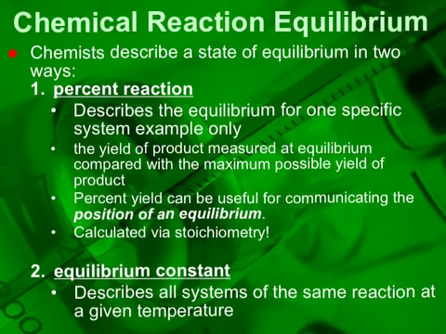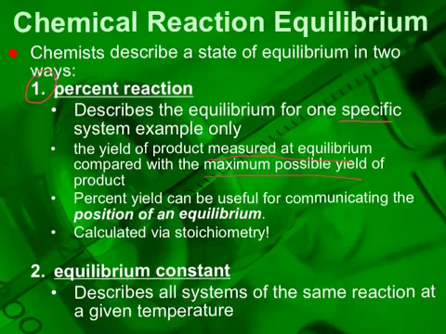Chemists have determined two ways to measure the equilibrium of any chemical system. The first is the percent reaction of a system. It describes equilibrium for one specific product. The formula to determine percent reaction is the amount of the product measured at the equilibrium compared to the maximum possible yield.